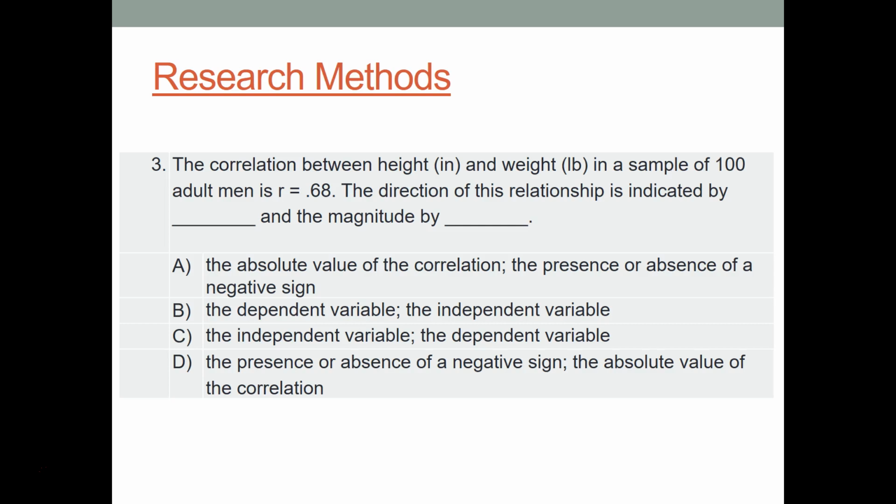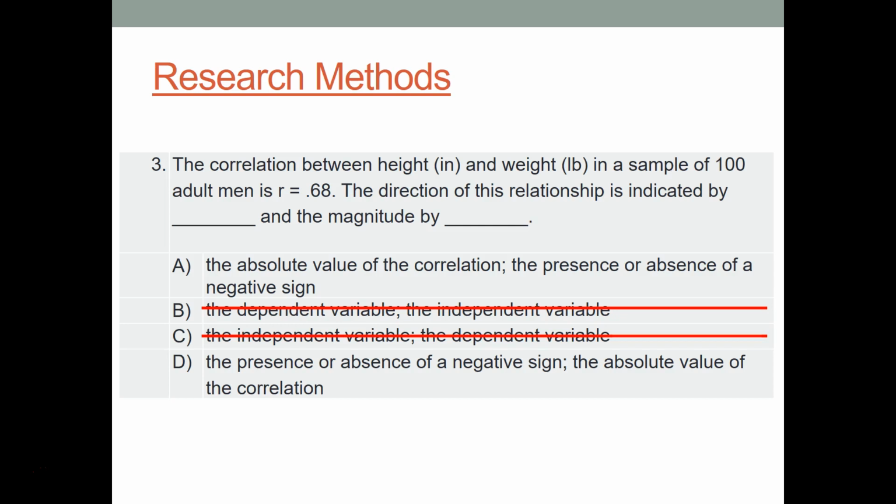B, the direction of this relationship is indicated by the dependent variable and the magnitude by the independent variable. IVs and DVs don't have anything to do with the strength here, so we can rule that out. Option C, it looks like we still have IV, DV. We've just flip-flopped that around. We can rule that out. And so now we get down to the direction of this relationship is indicated by the presence or absence of a negative sign, and the magnitude is determined by the absolute value of the correlation.